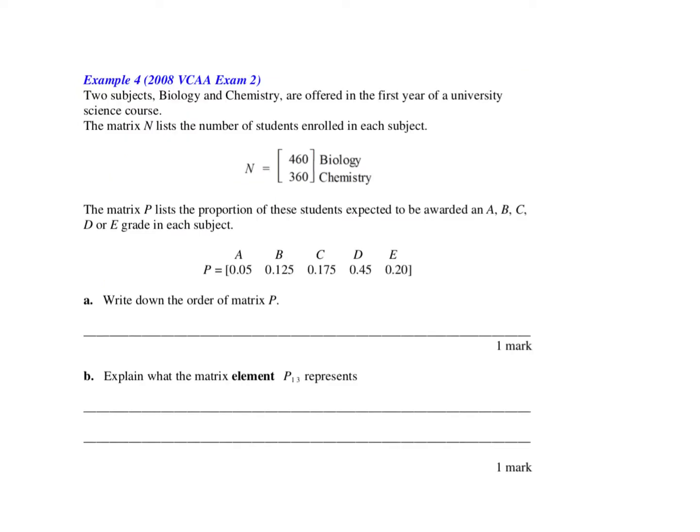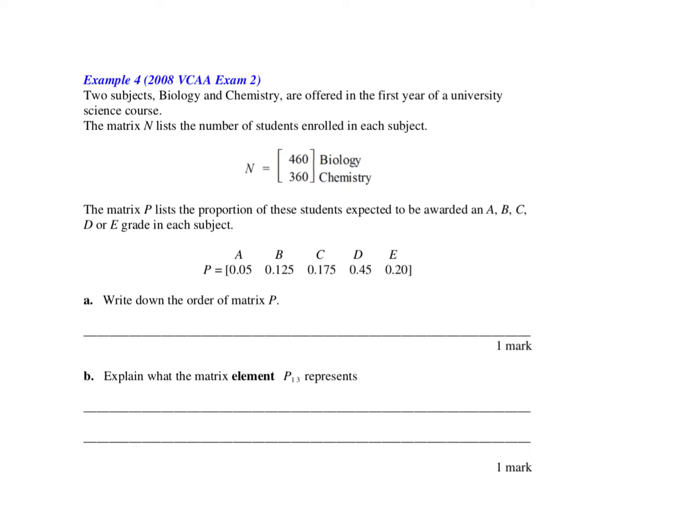So 2 subjects. I've got some VCE exam questions. 2 subjects, biology and chemistry, offered in the first year of university science courses. Matrix N lists the number of students enrolled in each subject. And matrix P is a list of the proportion of these students expected to be awarded an A, B, C, D, E.